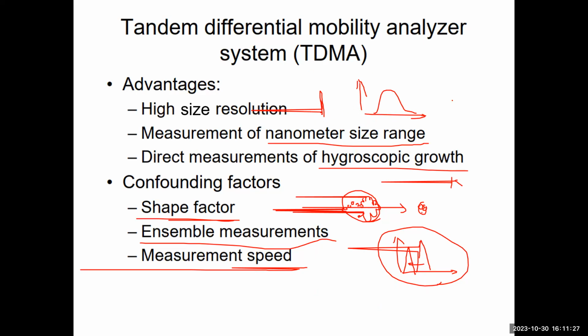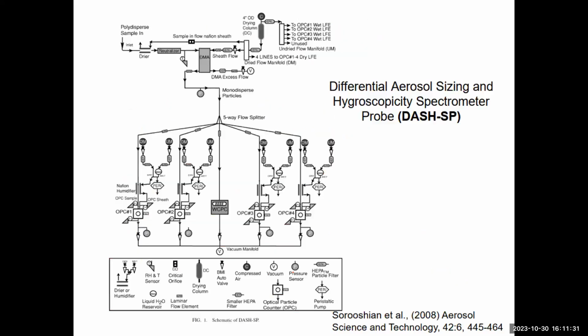And because of that, it will create some challenges when you're trying to do fast measurements, right? So there are methods to do fast measurement. For example, people replace the second DMA with an optical counter, OPC. The OPC can detect the optical size distribution of the particles. So you could classify the particle sizes with the DMA, and then measure the grown particle sizes with the OPC.